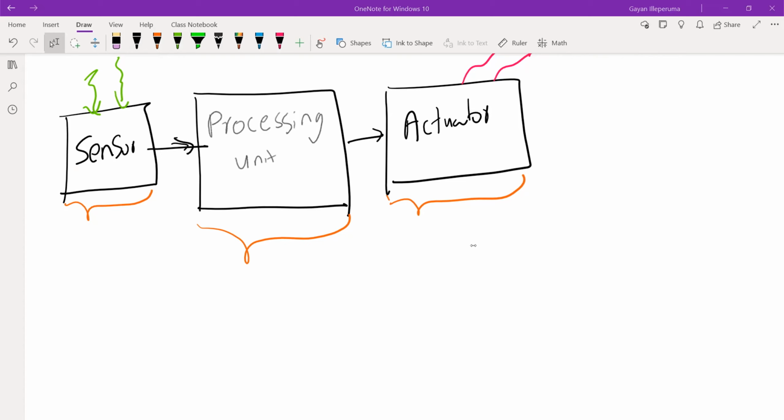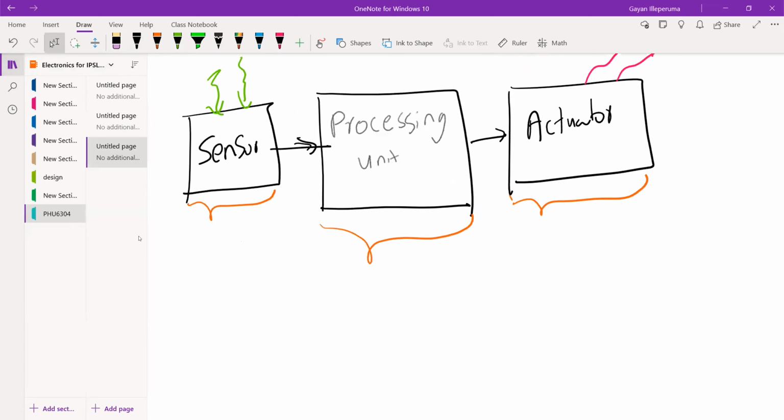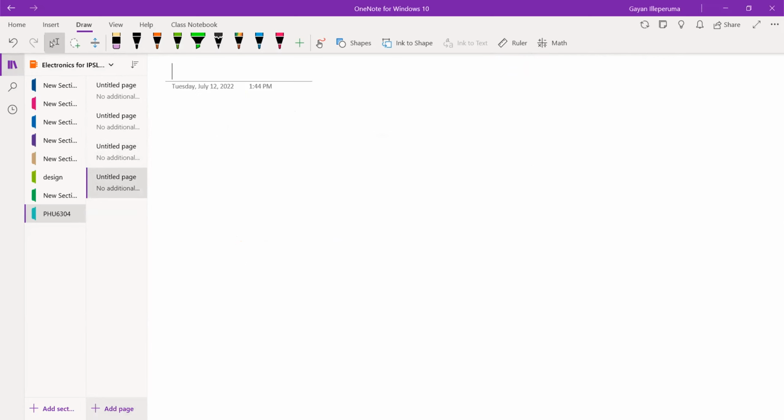Before going on, yesterday I sent an email asking you, if possible, to install Proteus. How many of you were able to install Proteus?